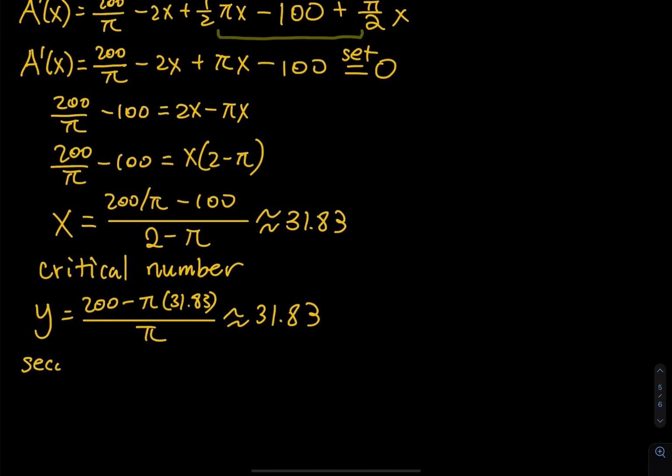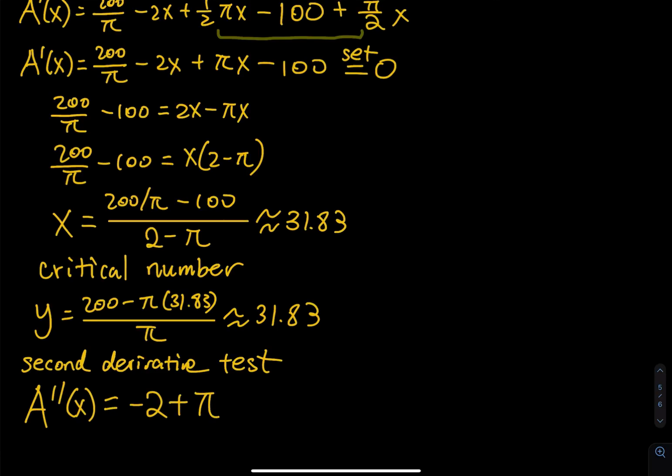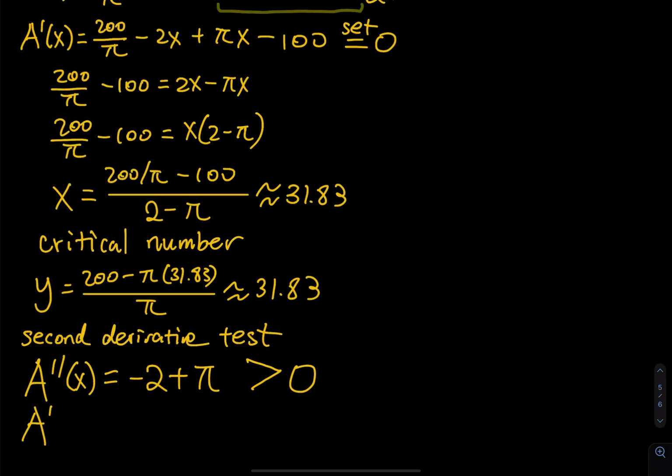So, second derivative test. What is the second derivative test? We get the second derivative, a double prime. Look at this line right over here. Take the double prime, we have a -2 plus x plus pi, right? So that is equal to -2 plus pi. This is much faster. -2 plus pi is always greater than 0. As a result, the double prime, when you plug in 31.83, is always greater than 0.